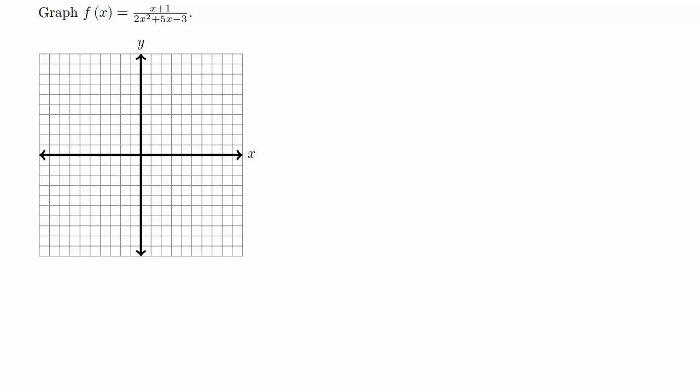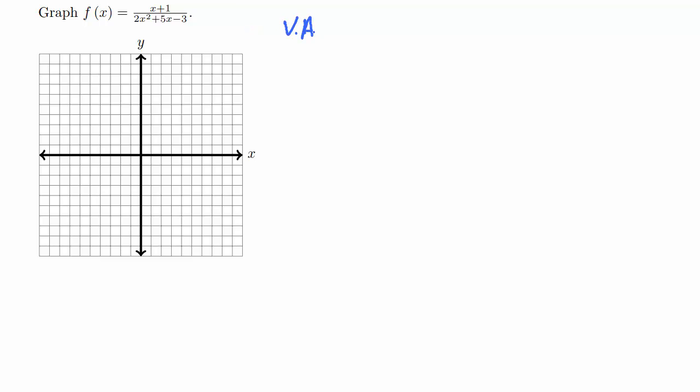Hello. In this example, we're going to graph f of x equals (x plus 1) divided by (2x squared plus 5x minus 3). To graph something like this, the first thing we're going to want to do is find the vertical asymptotes, which actually allows us to find the domain.